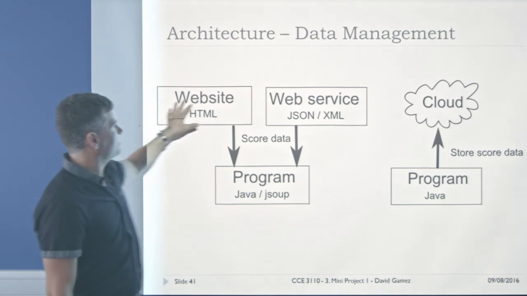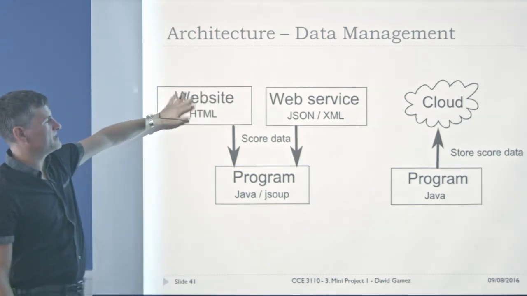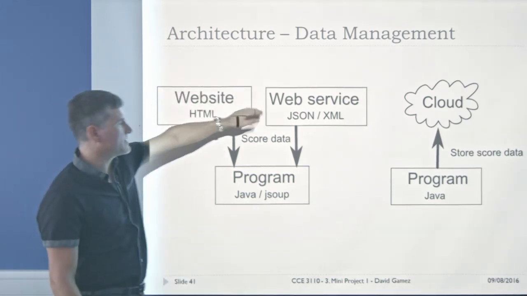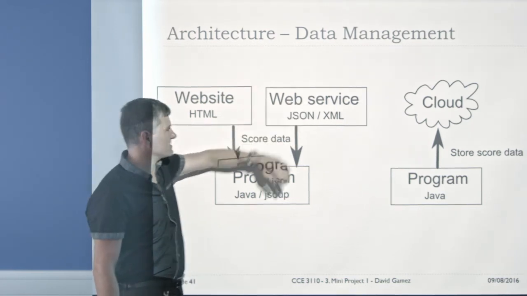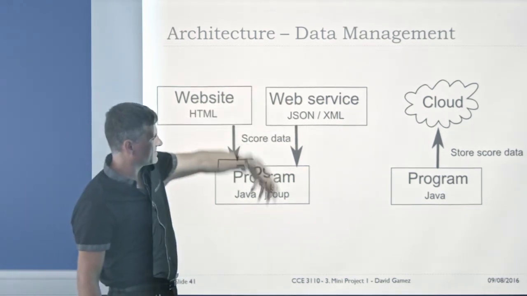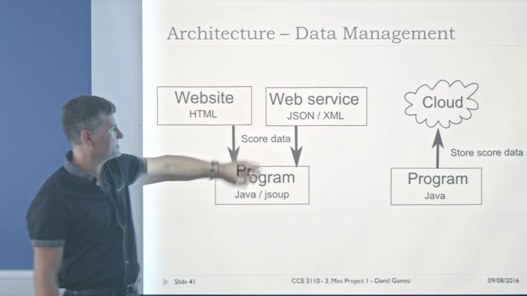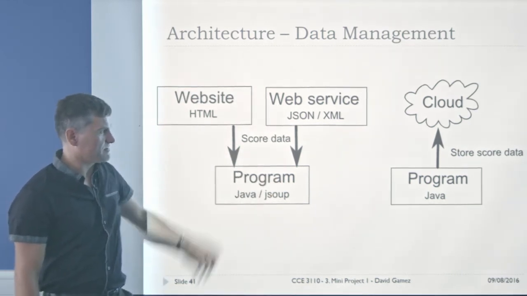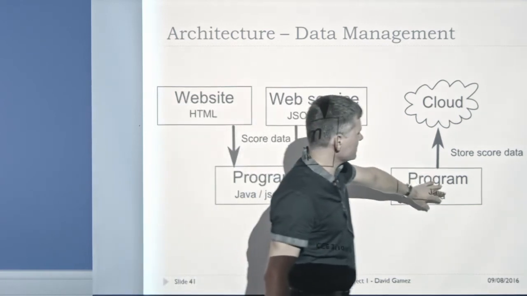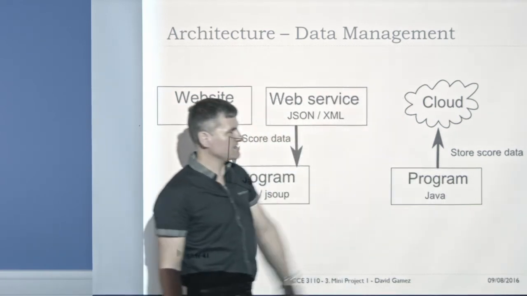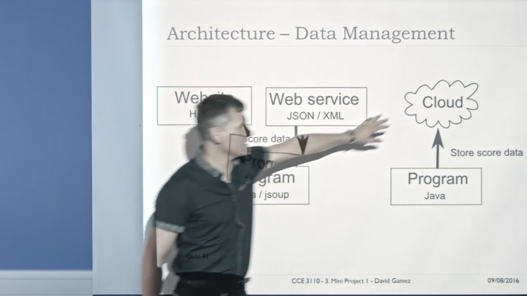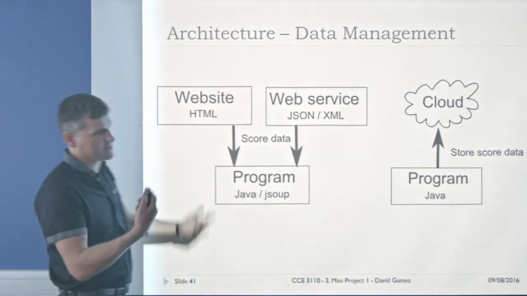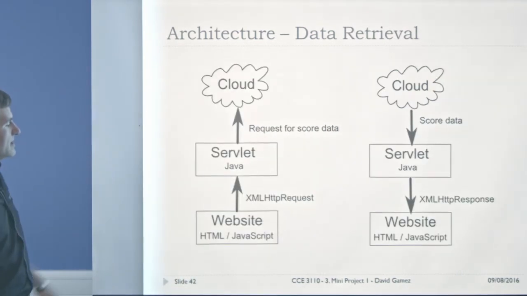So here we're going to have something like a website. Maybe there's a BBC football website, or maybe there's a web service. There are various football score web services. And we can write a program, as I'll explain later in this term, that can pull that score data and store it. Then this program can store that score data in the cloud. So this cloud now contains the up-to-date score data for Manchester City, let's say.